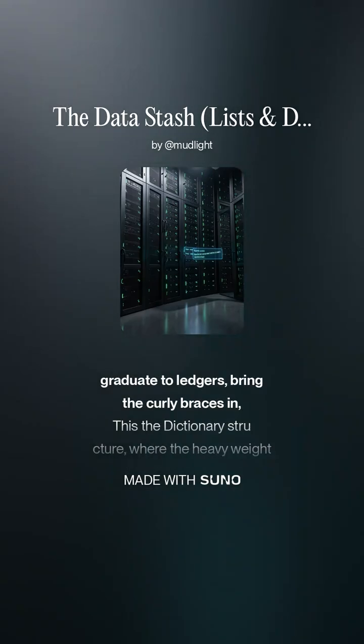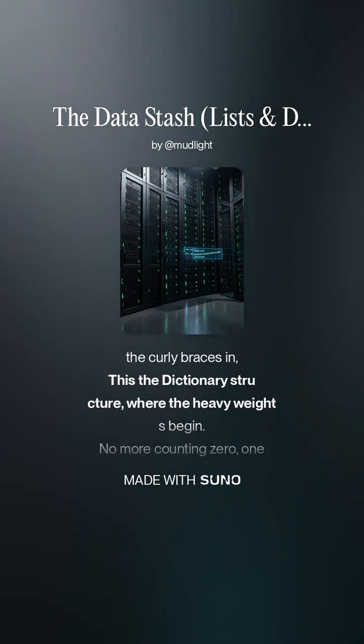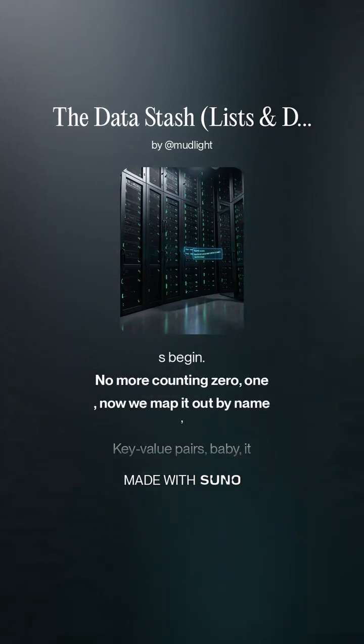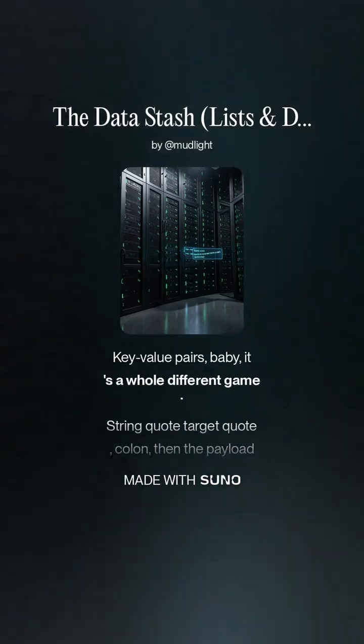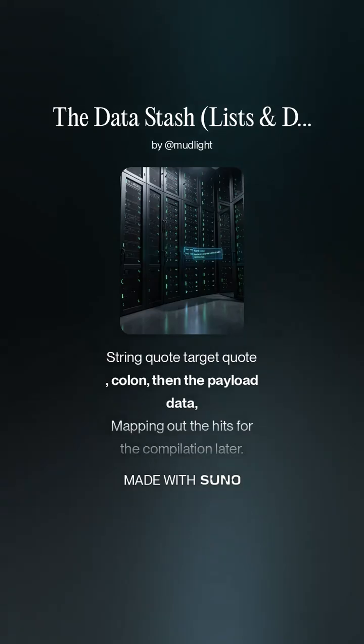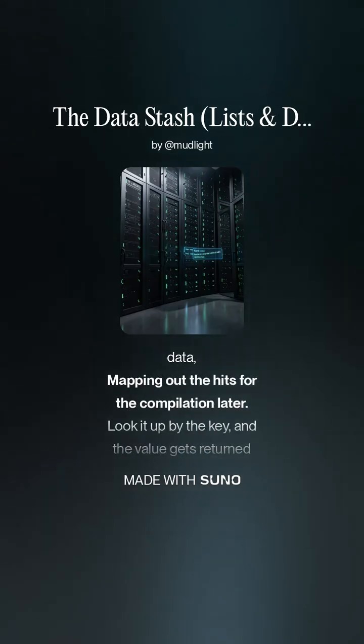Now we graduate to ledgers, bring the curly braces in. It's the dictionary structure where the heavyweights begin. No more counting 0, 1, now we map it out by name. Key value pairs, baby, it's a whole different game. String quote, target quote, colon, then the payload data. Mapping out the hits for the compilation later.